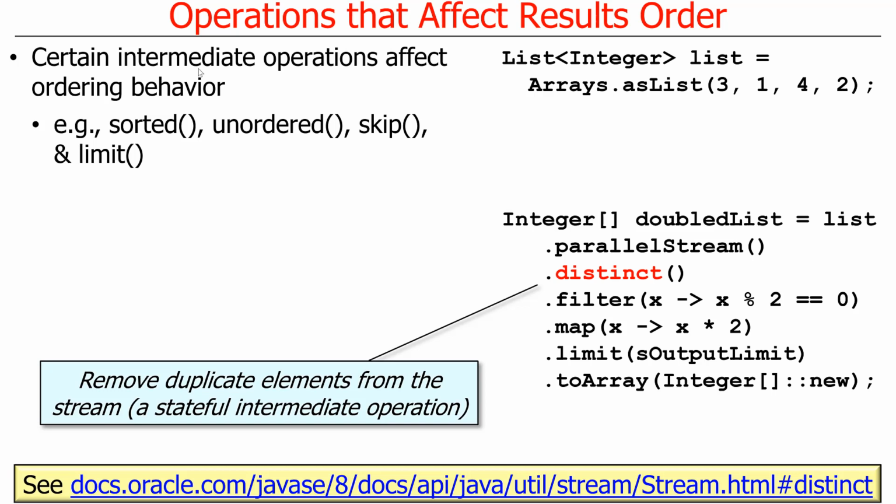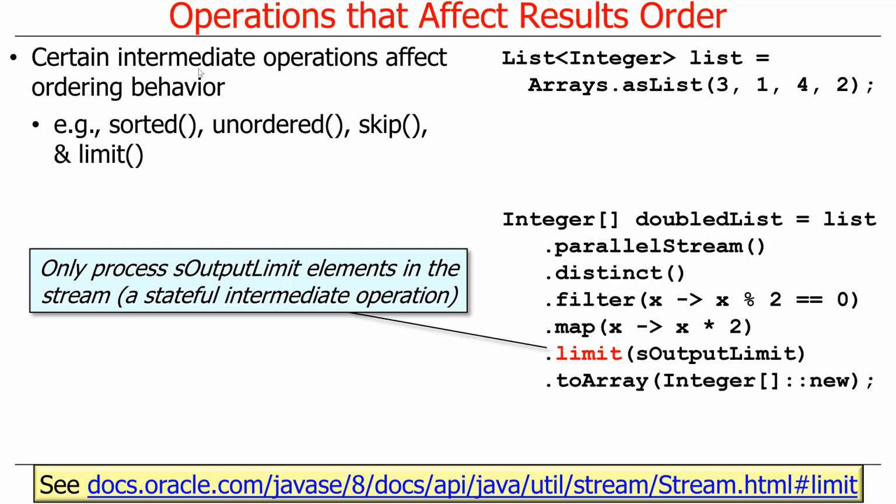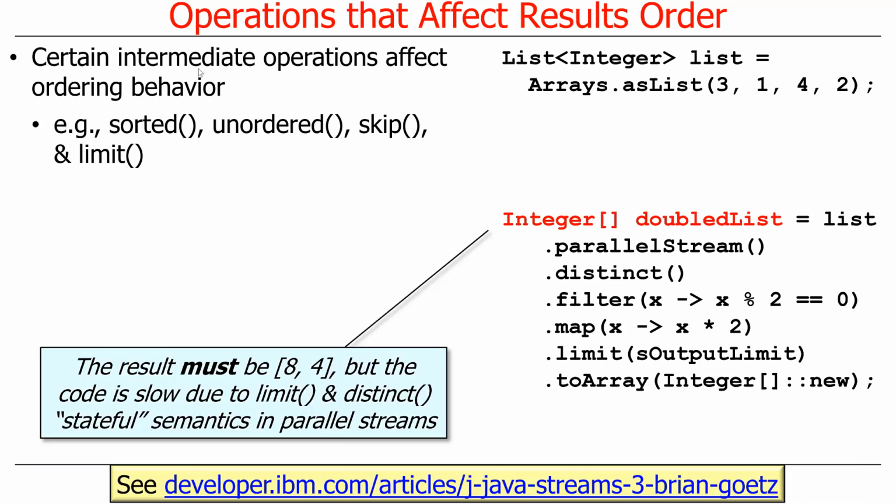So distinct actually has to batch up or queue up all the elements in the stream before it can decide what's distinct. Likewise, limit is also a stateful operation, because you have to keep track of how many things you've seen in the input so far. And that gets particularly tricky with stuff that requires encounter order to be preserved. So limit is also a stateful operation. And the consequence of this is that the final result here, because the list is ordered, will be the values 8 and 4, assuming that I didn't make any changes to the input here.